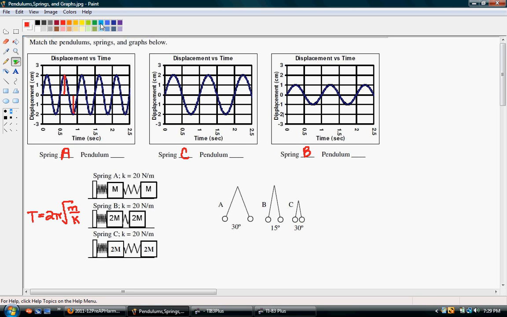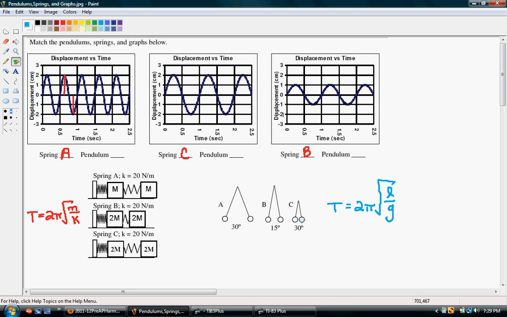Now looking at the pendulums, we have A, B, and C. Notice that A and B are the same longer length and that C is the shortest. Frequency and time period for a pendulum is based on 2 pi times the square root of length over the acceleration due to gravity. So, assuming that we're on Earth, the only thing that's going to affect it is the length. The shorter the length, the shorter the time period, and therefore the higher the frequency.